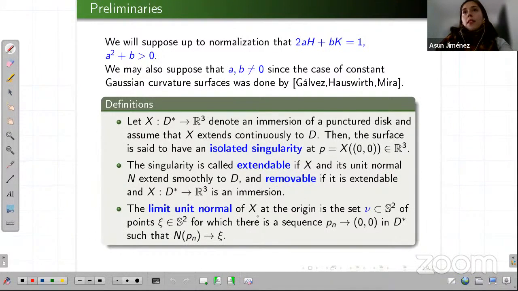If your surface has a singularity and this singularity is not extendable, that is, you don't have a well-defined tangent plane, not a well-defined unit normal at the singularity, you can define what we call the limit unit normal. The limit unit normal is the set of all the points of the sphere you can achieve when you approach the singularity by any sequence of your surface. Okay, you want to see what is the curve, what is the set that this limit unit normal describes.